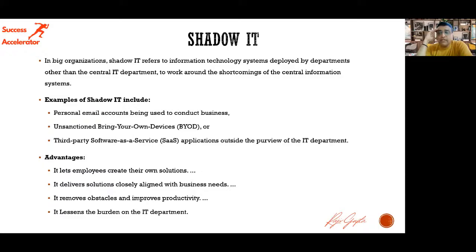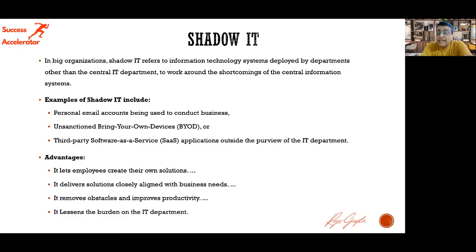What are the advantages? Why I did this as a user department? Because it lets employee create their own solution. So I had a problem, and IT department was not having time to solve it. So I created my own solution. It delivers solutions closely aligned with business needs. So I wanted my purchase order creation problem to be solved. And this tool, I procured for 20 lakh rupees, for example, and it's solving my problem.